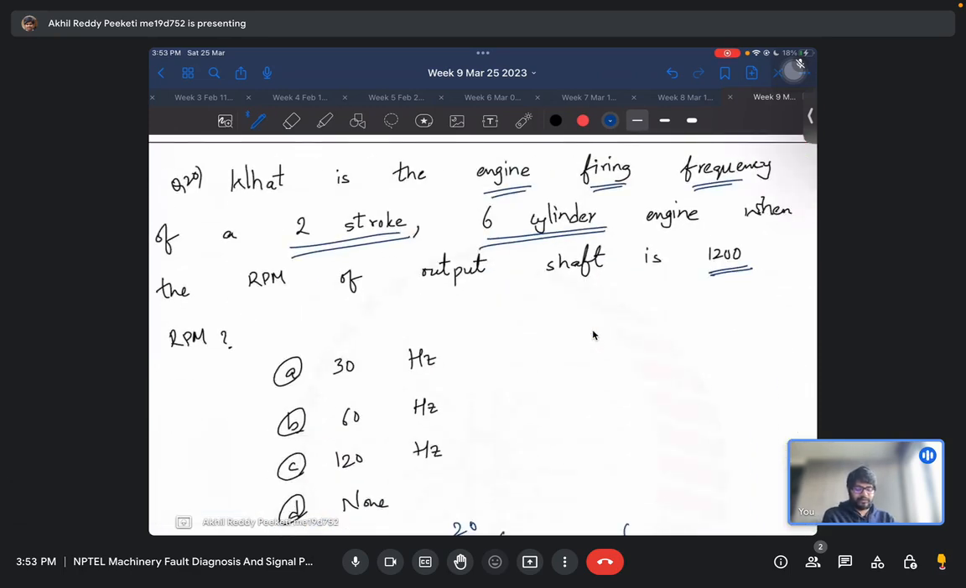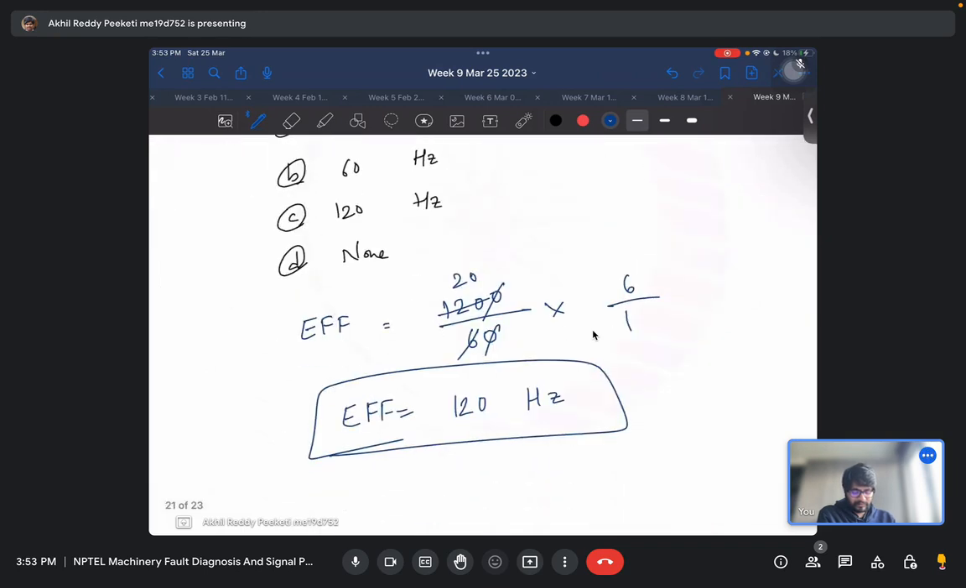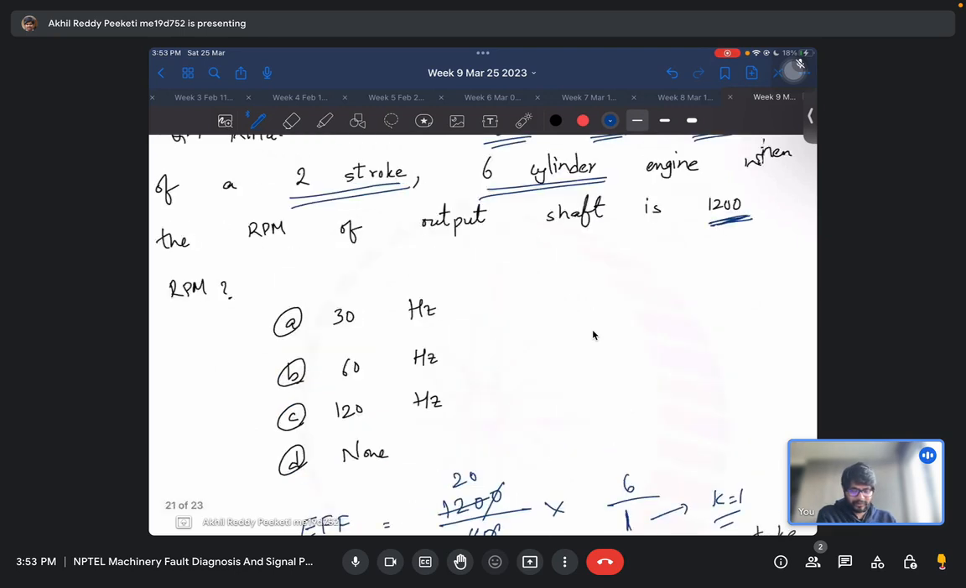Next we have the engine firing frequency of a two-stroke 6-cylinder engine, and the RPM is 1200. Same formula. Now here K is 1 because it is a two-stroke engine. So you get the engine firing frequency.